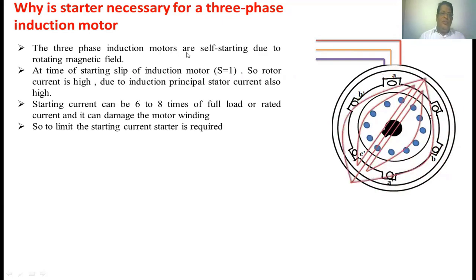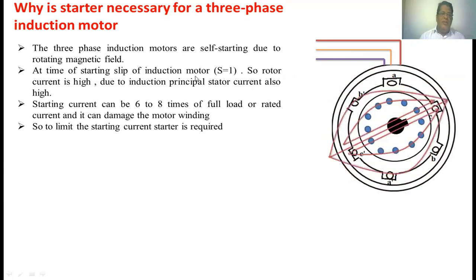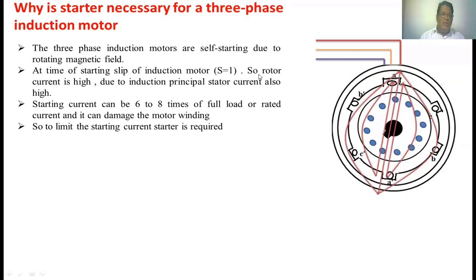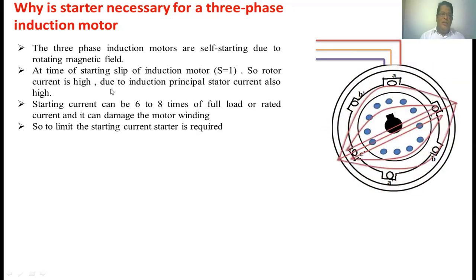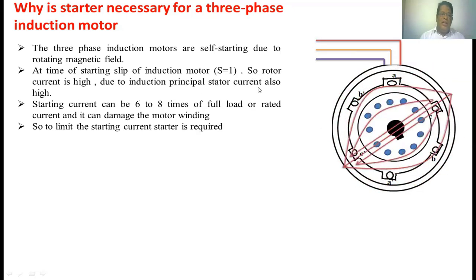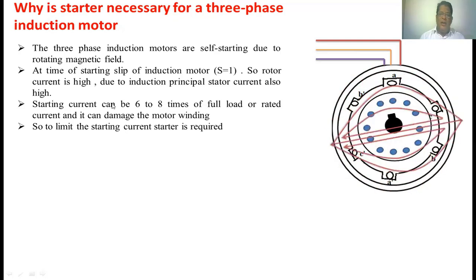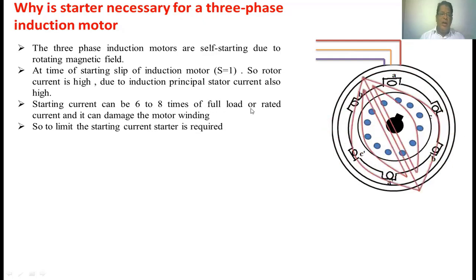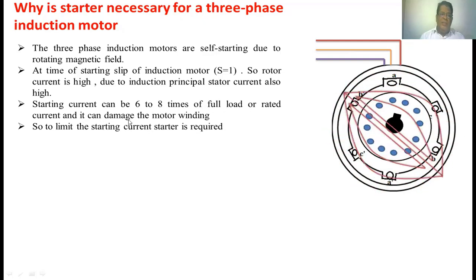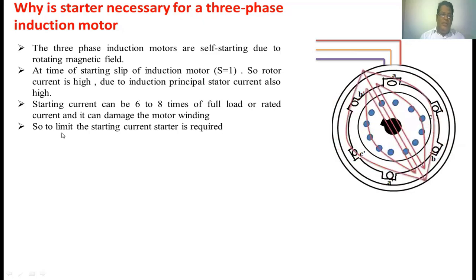The three-phase induction motors are self-starting due to the rotating magnetic field. At the time of starting, suppose the induction motor has S equal to 1, so the rotor current is high. Due to the induction principle, the stator also draws a high current. The starting current of an induction motor is nearly 6 to 8 times the full load current or the rated current. So it can damage the motor winding. So to limit the starting current, the starter is required.